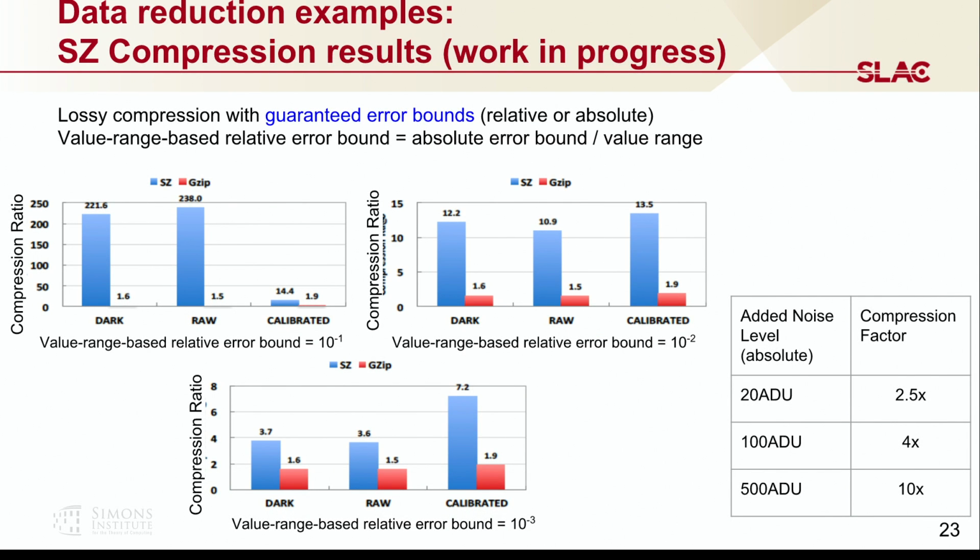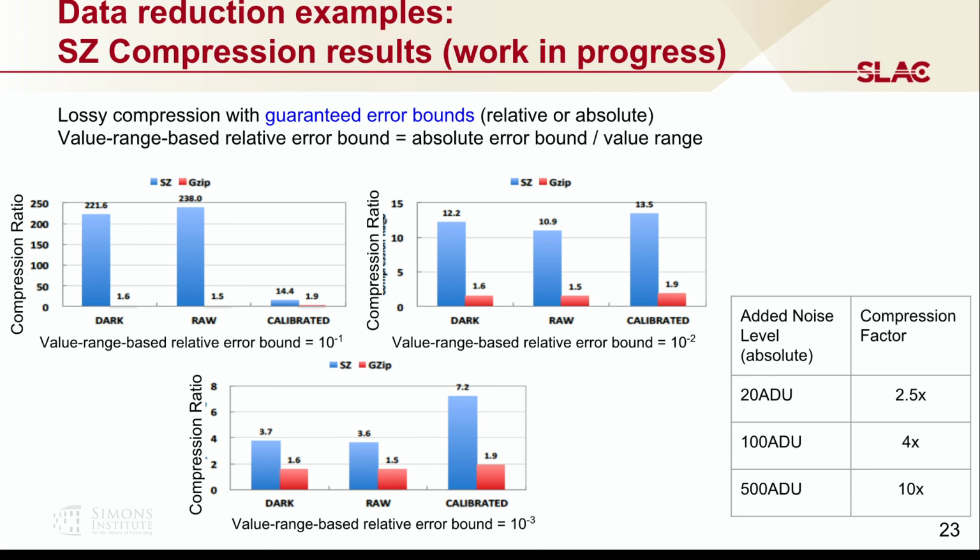The problem is that if we add this absolute noise, the compression factor, at least using these algorithms that have been developed at Argonne, is not good enough, right? We need to go up to 500 ADUs to get the factor of 10 that we would like to obtain. So what we are trying to look at now is, instead of absolute noise, to add relative noise of the order of 10%, 1%, and 0.1%. In this case, we can get a decent reduction, a factor of 7, compared to, for example, a gzip reduction of our CSPAD images.